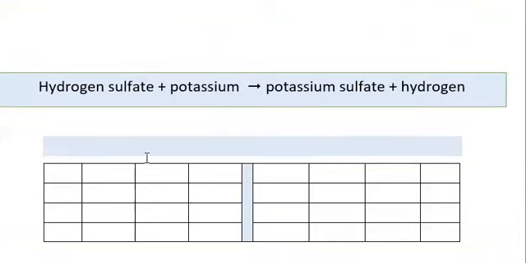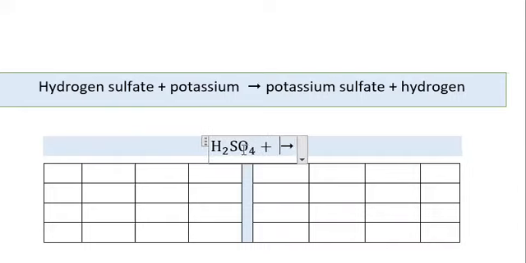We have hydrogen sulfate plus potassium gives me potassium sulfate plus hydrogen. Okay, so how do we write hydrogen sulfate? Remember that there are two ways to say hydrogen sulfate. The first one is sulfuric acid. The second type is battery acid, right? So we have H2SO4. Sulfates are always SO4 plus potassium, which is K, which gives me potassium sulfate, KSO4, plus hydrogen, and hydrogen, which stands alone, will always be diatomic.